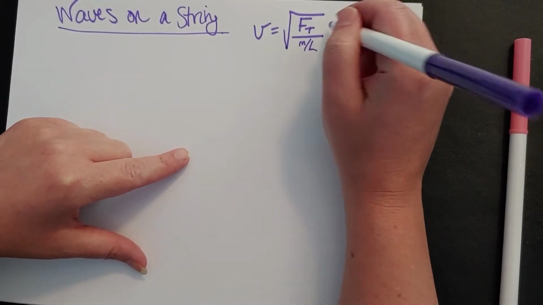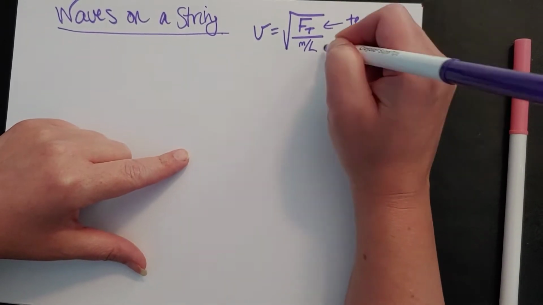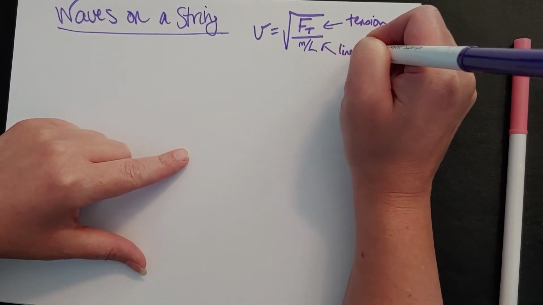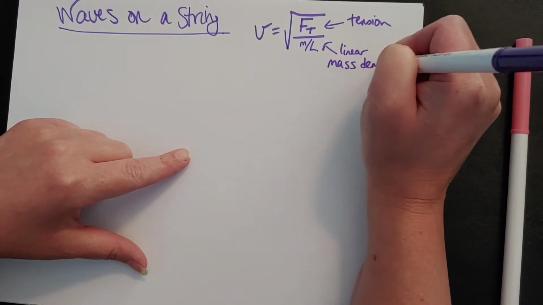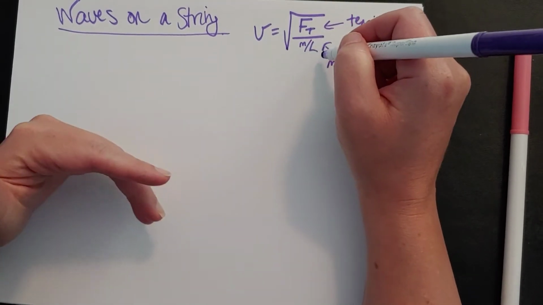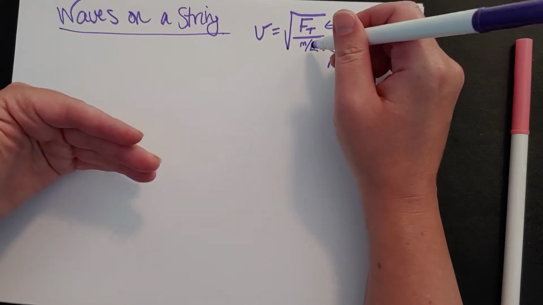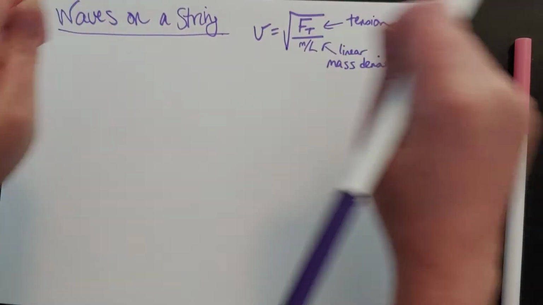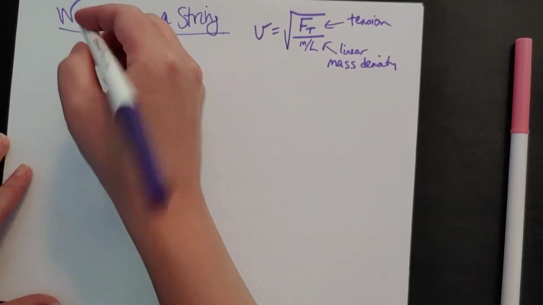So the speed of a wave on a string depends on the tension and the linear mass density of the string, right? So like a rope would have more mass per unit length than like a piece of floss, right? And tension is how tightly the thing's taut.